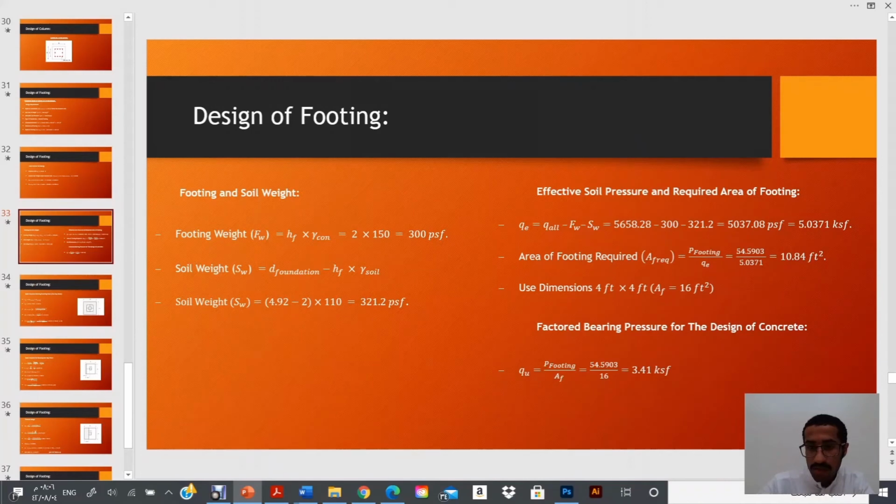So we can choose a 4 by 4 section for the area of the footing. And we can calculate the ultimate soil pressure, which equals the load on the footing divided by the area, equals 3.41 kips per square foot.